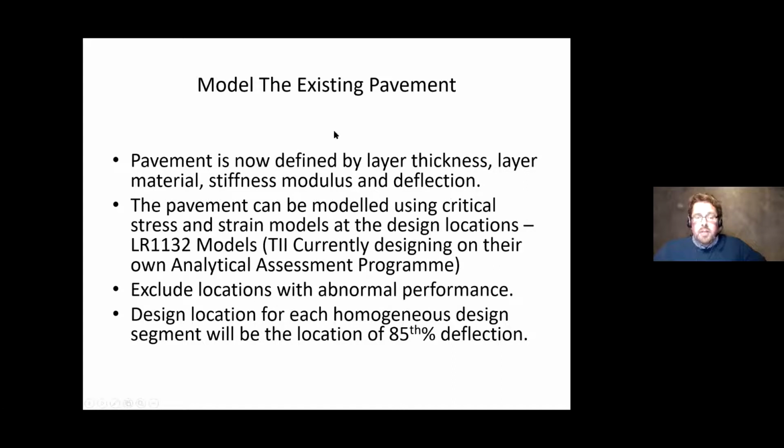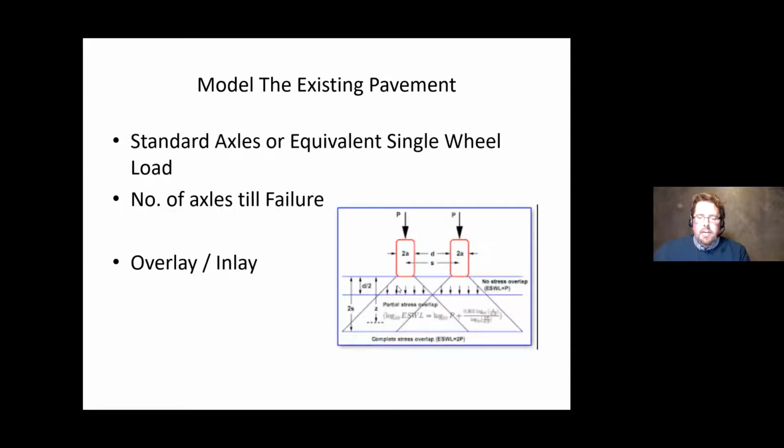With this knowledge, the pavement is modelled. I won't go through it, but it's modelled typically based upon the LR1132 models. There are other ways of doing it, but that's the one that's typically used. Once your pavement model has been created, a standardized wheel load is applied. In this case, it's a dual axle 8-ton truck load, so 40 kilonewtons applied.